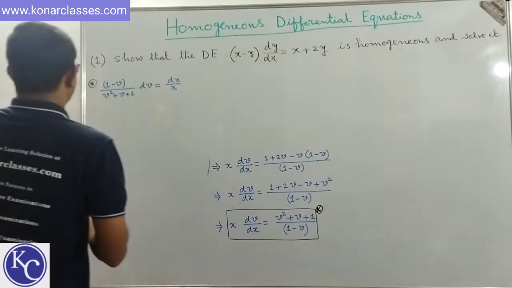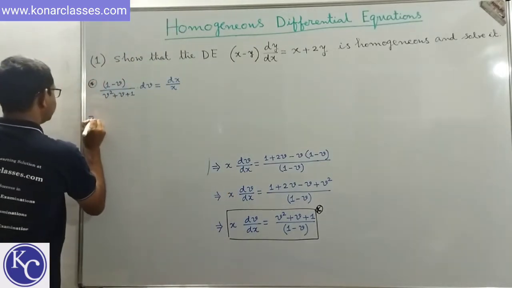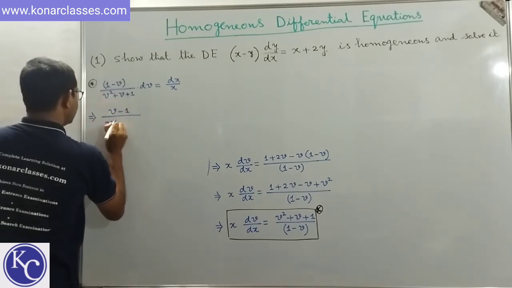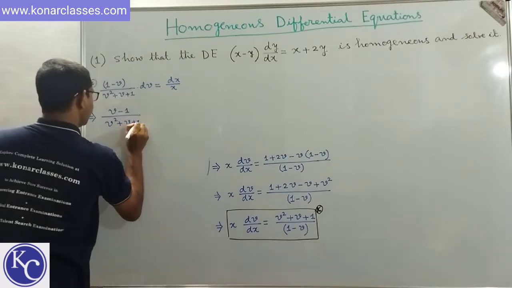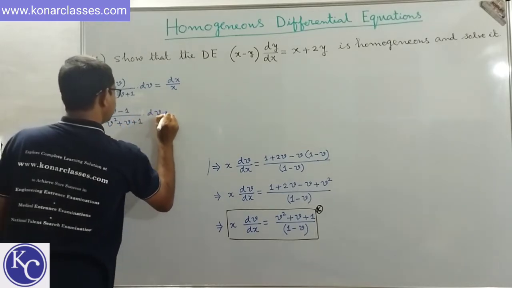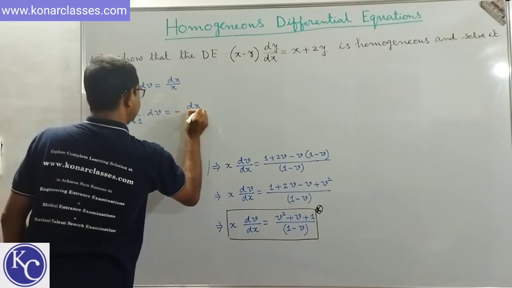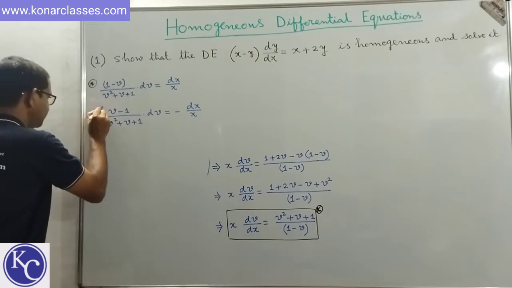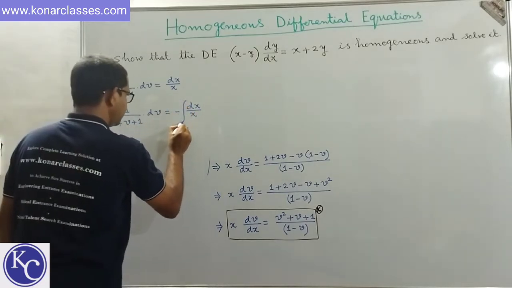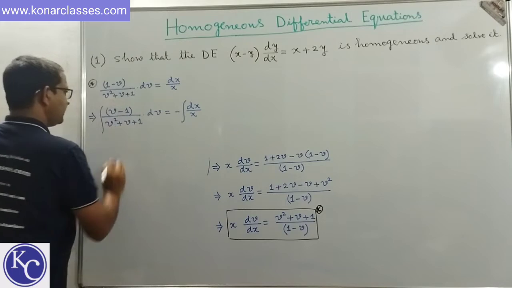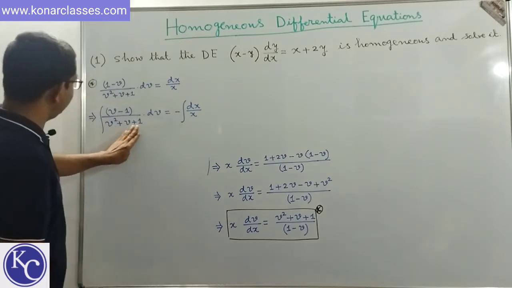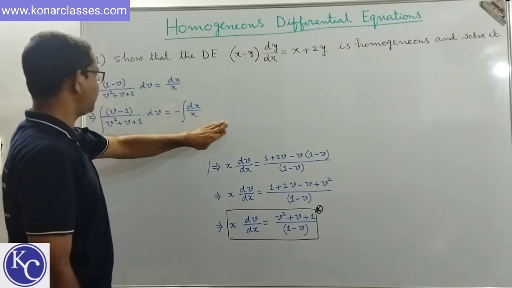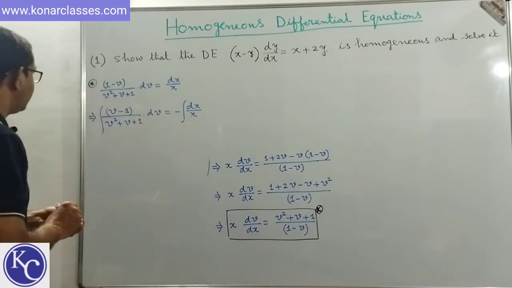Okay, so from here what we can write is that (v - 1)/(v² + v + 1) dv = -dx/x. After that, we need to integrate this. Now mostly we need to concentrate on the integration of the left hand side. The right hand side though is -log|x|, you know. So how to do this?